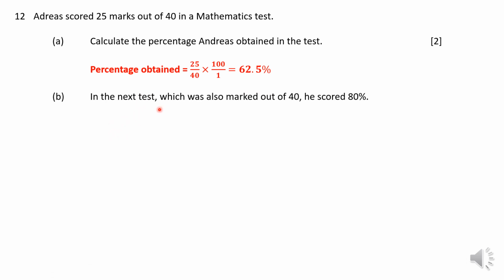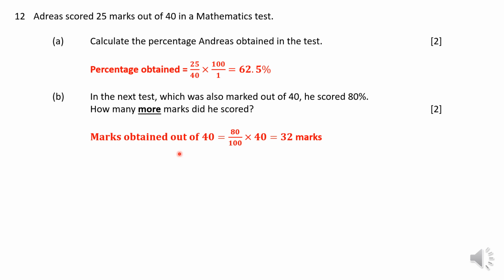Part B is a very interesting question. It says in the next test, also out of 40, he then scored 80%. Be very careful here. The question does not only ask you to find his score, but also you're supposed to find how many more marks did he score compared to the last test. So first we find the marks that he got. Well, he got 32 marks. Remember they were 25, so 32 minus 25. That tells you we have obtained 7 more marks than before.